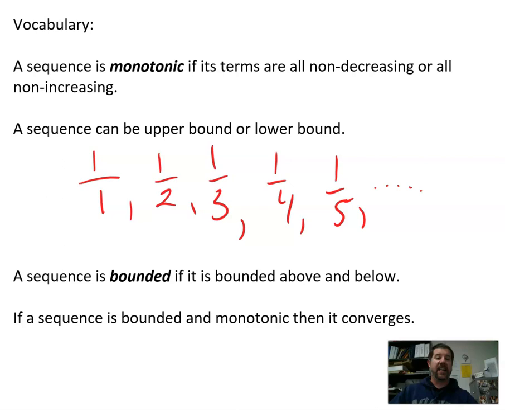All right. Here's our last theorem. If a sequence is bounded and monotonic, then we know it converges. So if we have a sequence that is bounded and monotonic, then it converges. Like the one we're looking at right above here, that is bounded above and below, we said, and it's monotonic. It is non-increasing. Therefore, that sequence is going to converge, and we already knew that. It's going to converge to 0.